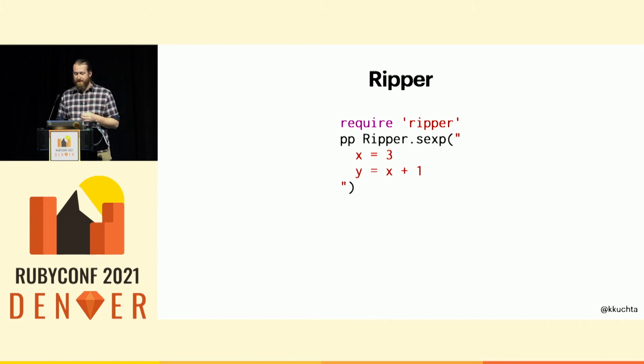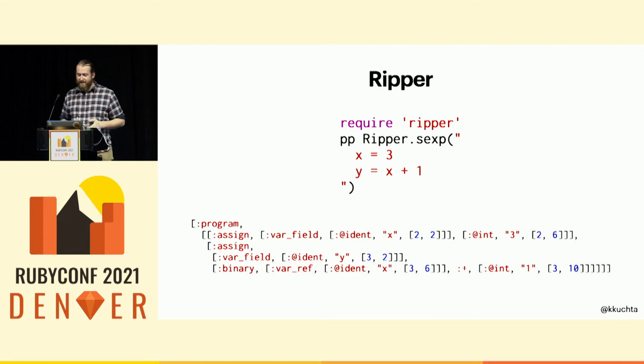If I sexp this little bit of code, I get this blob of stuff. It's pretty dense, no need to look at it too closely, but you can kind of see that it sort of resembles what we put in. There's an outer level program, there's an identifier, there's some integers, there's some binary stuff, whatever. It looks like it's our line of code broken out into its component pieces. However, this isn't quite useful for our purposes.